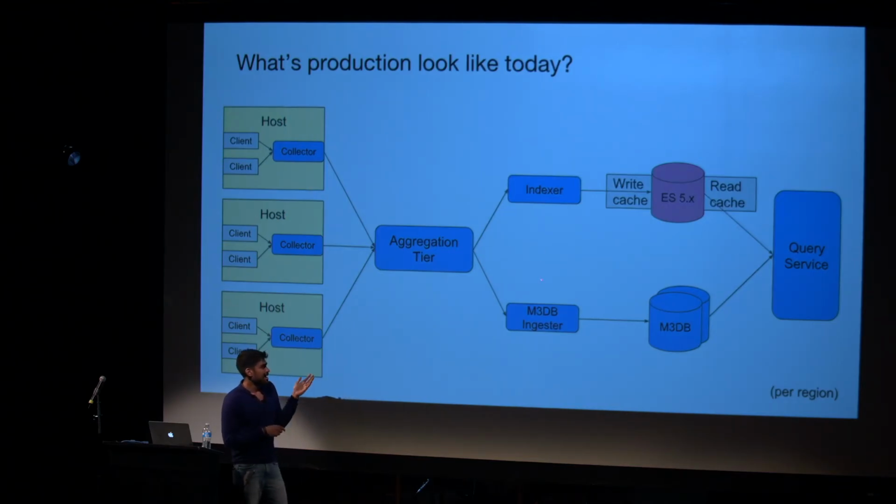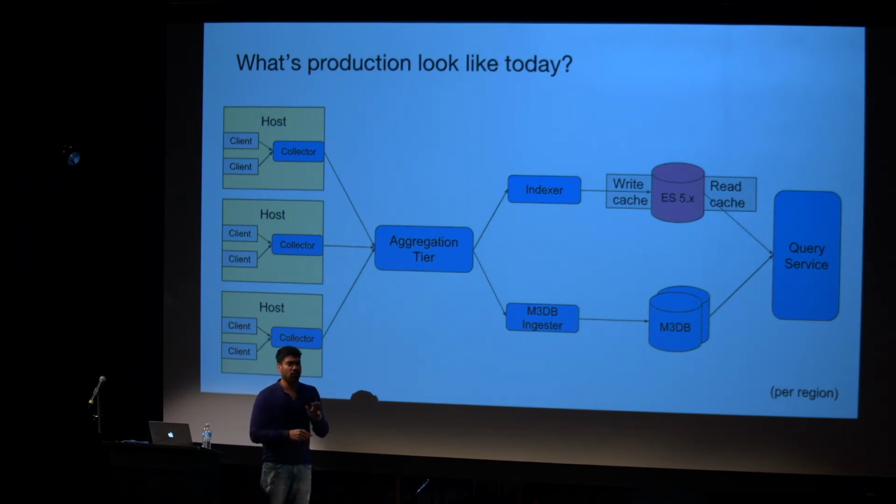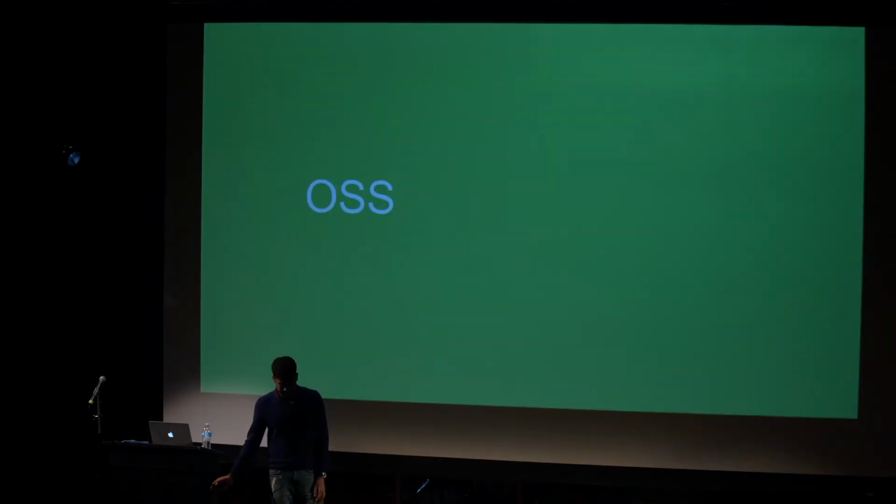And then it has a bunch of different backends. We write to multiple M3DB clusters based on retention and resolution, and then we use ES with a whole lot of caches on both sides for performance, for obvious reasons again. And that's per region, so every region has some version of the stack running.